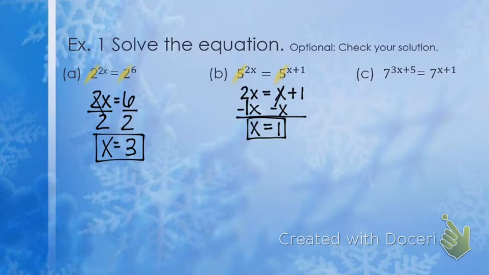In letter C, are the bases the same? Yes, what are the bases in letter C? 7 and 7. Okay, so Seth, since the bases were the same, what did you guys do first? We got rid of them. And what did you write down? 3x plus 5 equals x plus 1. All right, you brought those exponents down and you got 3x plus 5 equals x plus 1.